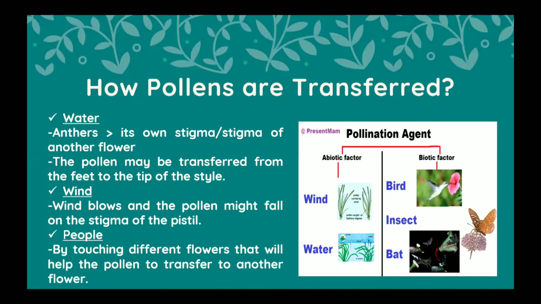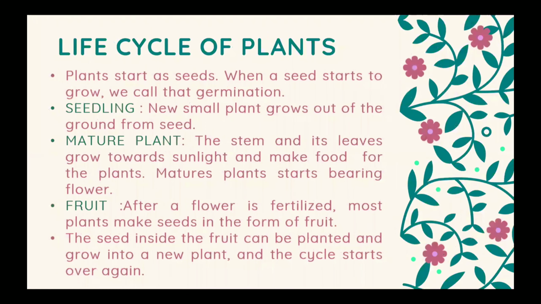Humans are agents of pollination too. Many humans manually transfer pollen from the stamen of one plant to the pistil of another plant through a cotton swab or a small brush, and also by touching different flowers, which will help the pollen transfer to another flower.